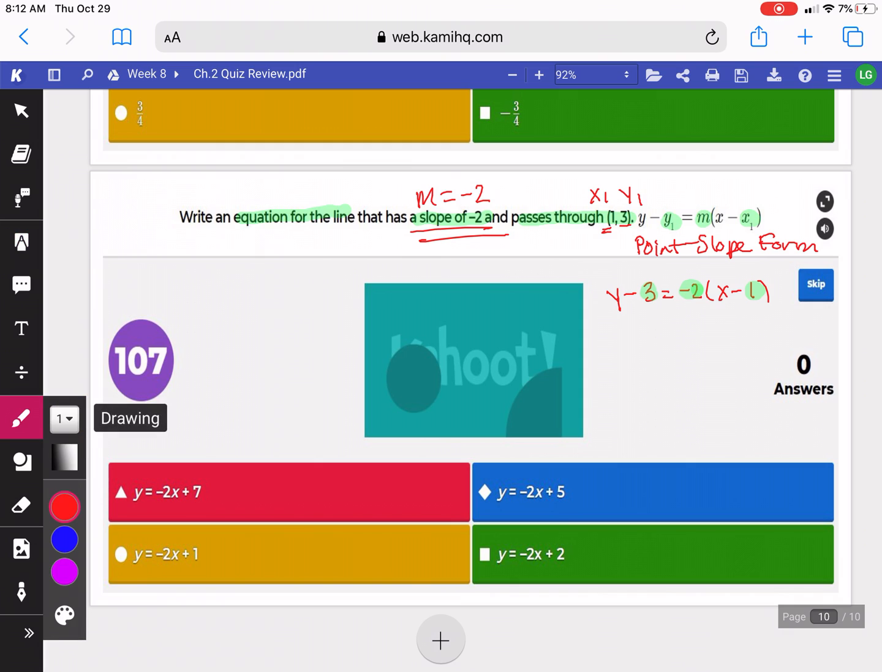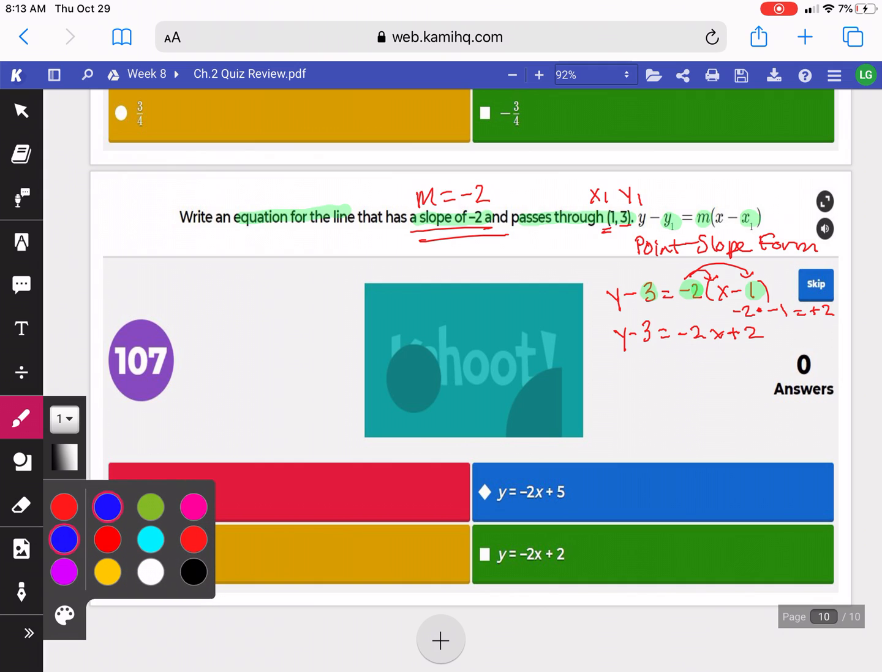From there, our next step is to distribute. So I have y minus 3 equals -2 times x is -2x. And next, we're actually doing -2 times -1, which equals a +2. So I'm going to write +2 here.